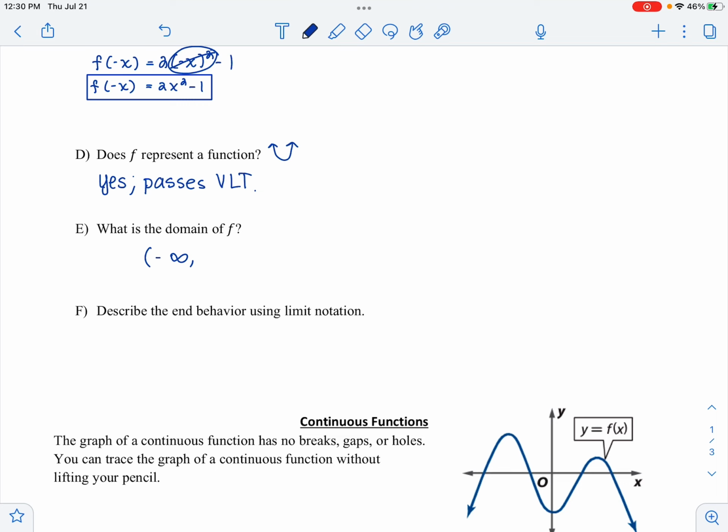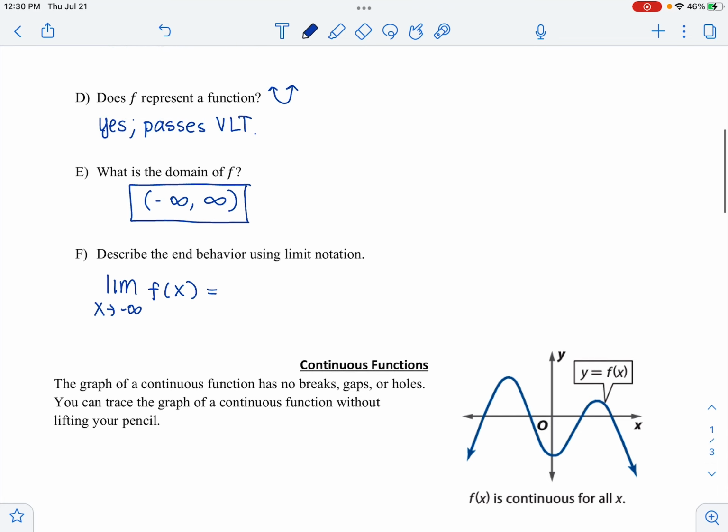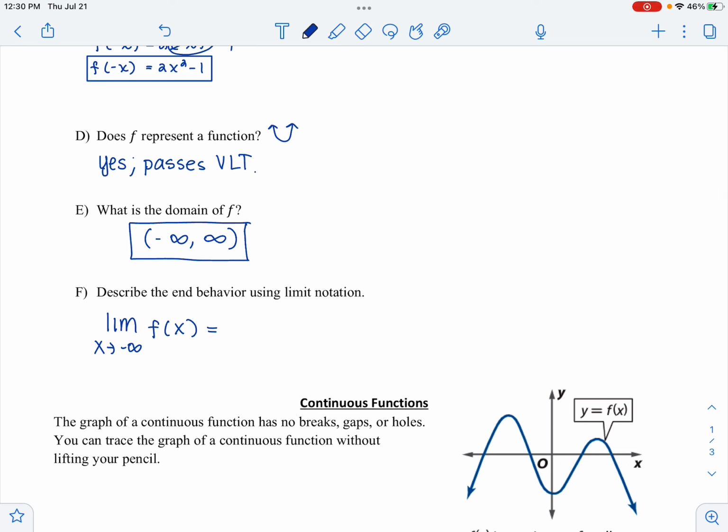Last but not least, describe the end behavior using limit notation. So we're going to say the limit as x approaches -infinity of our function, which its name was f of x, is, so we're going to look left on our graph with our eyes, right? So as our x values get smaller, what's happening to our y values? We did this sketch right here. That's an arrow pointing up. So that is positive infinity. And the limit as x approaches infinity of f of x.